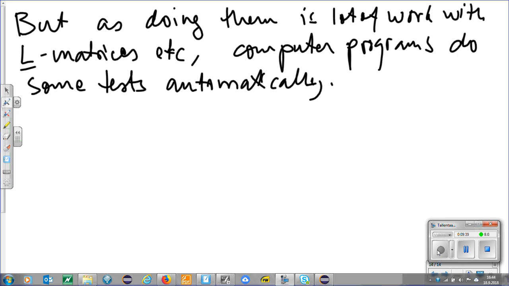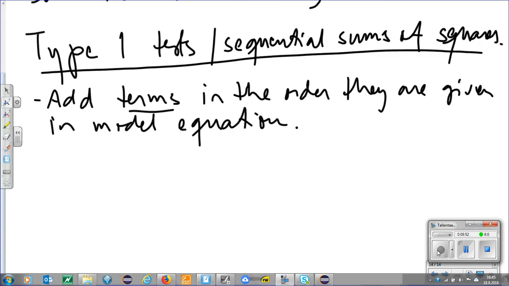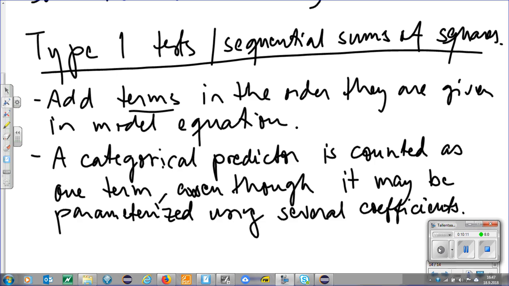So the default method, for example, in R, if you use the anova function, is to do type 1 tests, which are based on the sequential sum of squares. In sequential tests, or type 1 tests, we add terms into the model in the order they are given in the model equation. So in this case, it matters in which order you have the terms in the equation when you specify the model. And when we speak about terms here, it means that the categorical predictor is counted as one term, even though it may be parameterized using several coefficients.